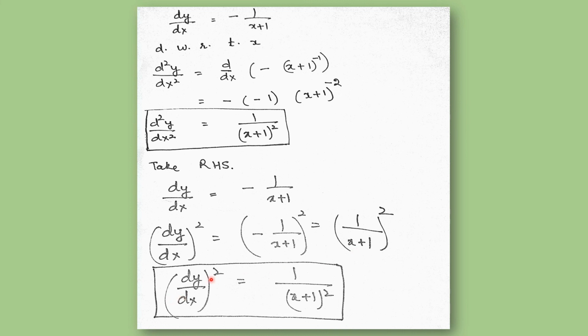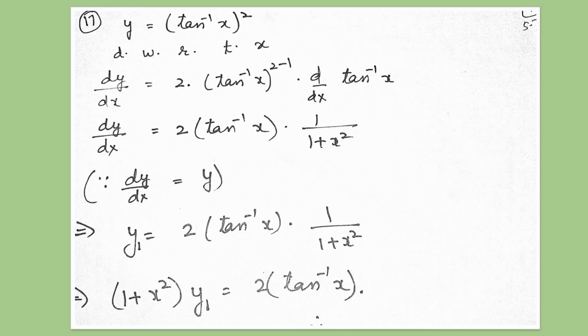Okay, so you get that dy upon dx whole square is equal to 1 upon x plus 1 whole square. Okay, and if you look at this carefully, 1 upon x plus 1 whole square is basically dy by dx. So this is how you get the answer.